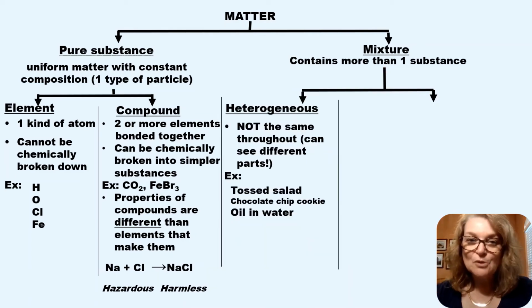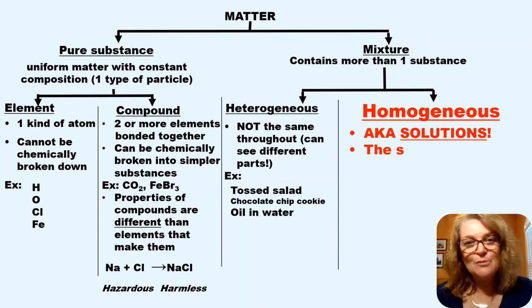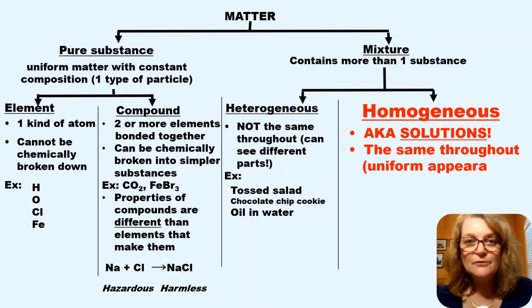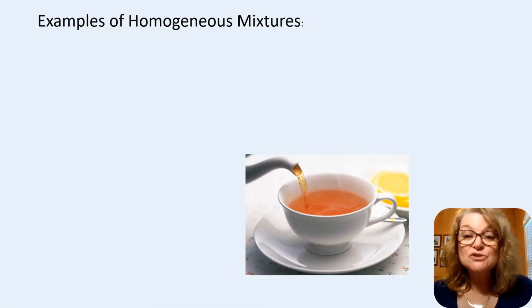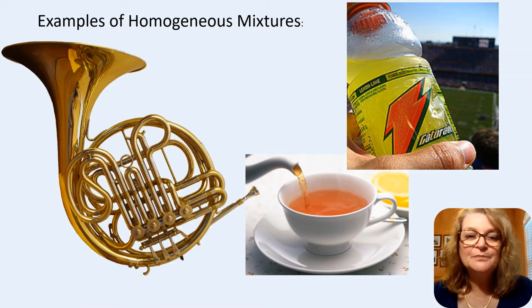So the last column in our flow chart is also going to be underneath the mixture side, and that's going to be a homogeneous mixture, which is going to be the same all the way through. It's uniform from top to bottom. And they're also called solutions. Any solution is going to be considered a homogeneous mixture. Some examples of homogeneous mixtures could be tea. Gatorade is an excellent example. It's water and food coloring and flavoring and electrolytes and sugars. And it's uniform all the way through. The first sip of Gatorade tastes just like the last sip because it is uniform.